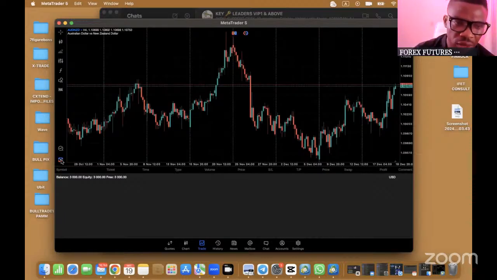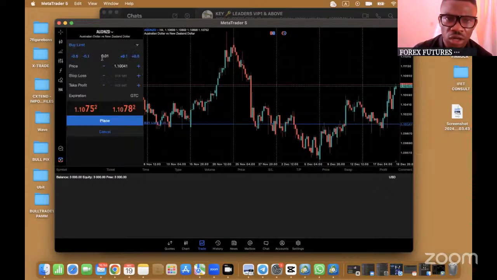So I pick my trigger again. The lot size is 0.01. I don't have to check for $1,000, 0.02 for $2,000, 0.03 for $3,000. So I'm going to use 0.03. I'm going to place my stop loss and take profits.